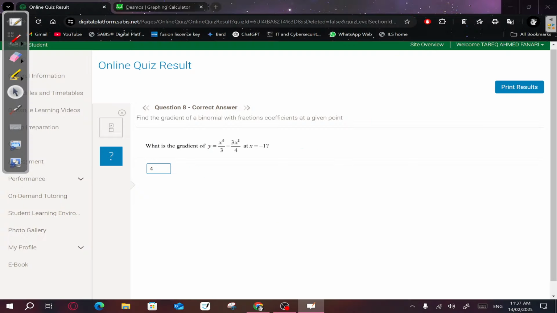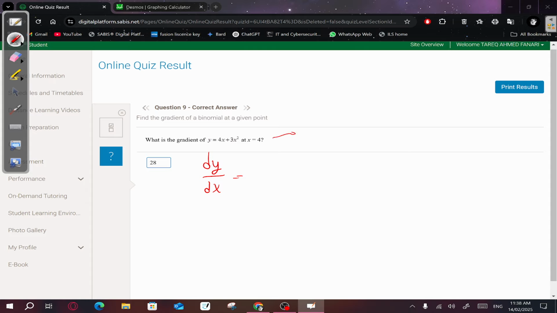Okay, question 9. What is the gradient of y equals 4x plus 3x squared at x equals 4? This is very easy. dy by dx is going to equal, let's rewrite this. I don't like it like this. We're going to flip the order into standard form. So 3x squared plus 4x. Same thing. It's the same equation. I just changed the order to make it easier on myself to derive.